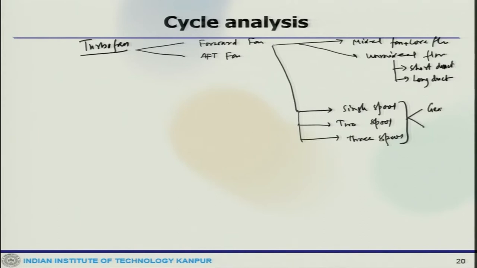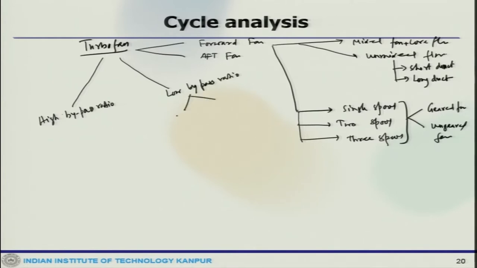Then all these things can be clubbed into two more segments: one could be geared fan or ungeared fan. Then for the aft fan, this is another way one can classify: high bypass ratio engine, or low bypass ratio.